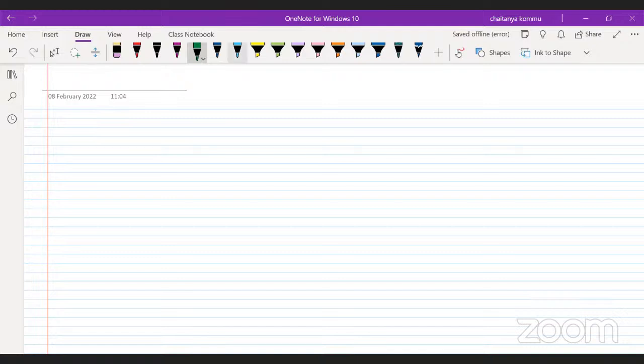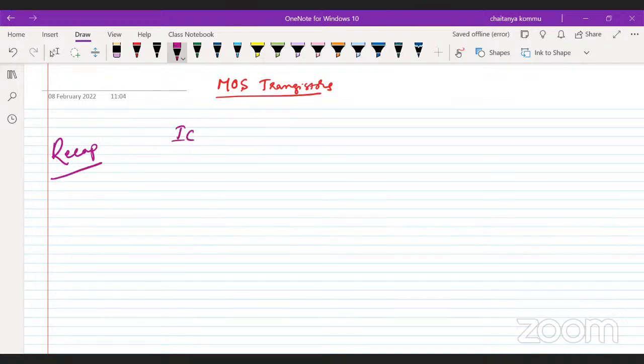So let us recapitulate what we have seen last class. We have started off discussing about MOS transistors. Let us recap. We have started off understanding the IC technologies.